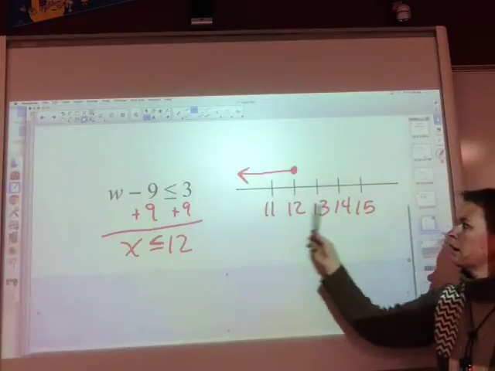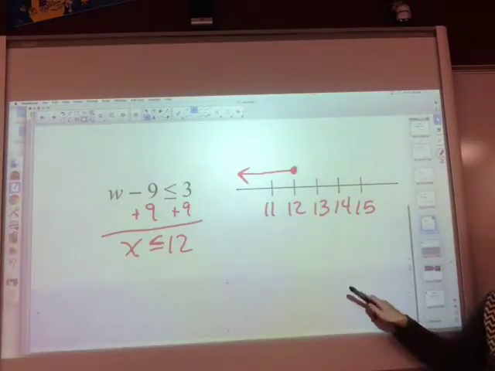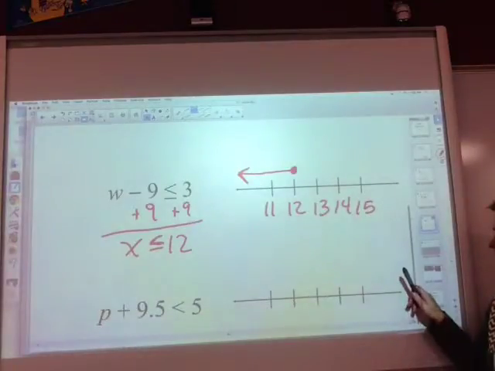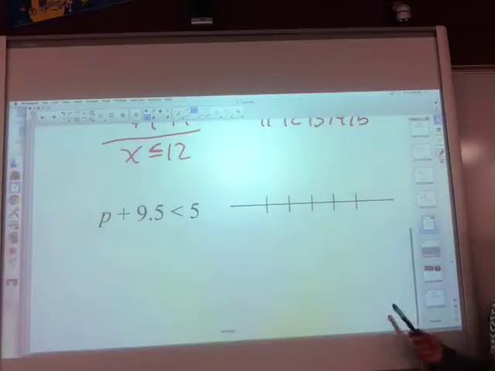Again, maybe you put 10, 11, 12, 13. Maybe you had 9, 10, 11, 12. It's okay as long as the number 12 is included. Try one more on your own as a decimal. Pause it, write it, solve it, graph it, come back.